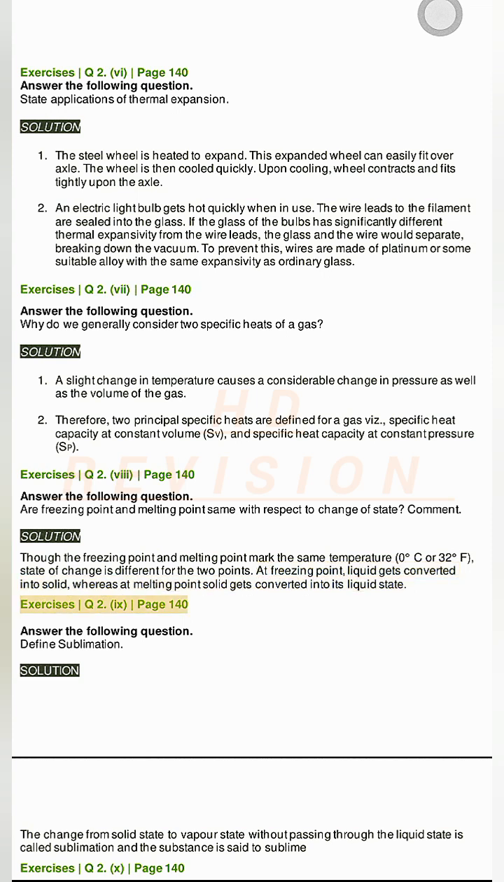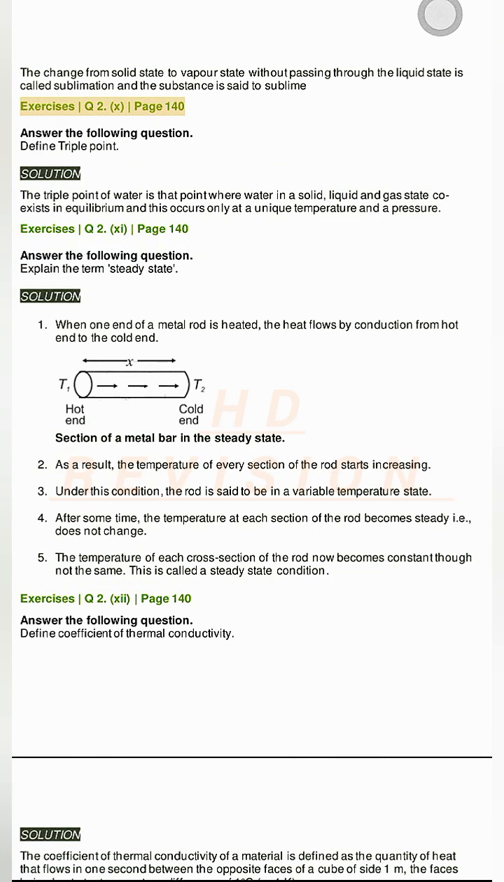Exercises Q2. X page 140. Answer the following question. Define sublimation. Solution. The change from solid state to vapor state without passing through the liquid state is called sublimation and the substance is said to sublime. Exercises Q2. X page 140. Answer the following question. Define triple point. Solution. The triple point of water is that point where water in solid, liquid and gas state coexists in equilibrium, and this occurs only at a unique temperature and a pressure.